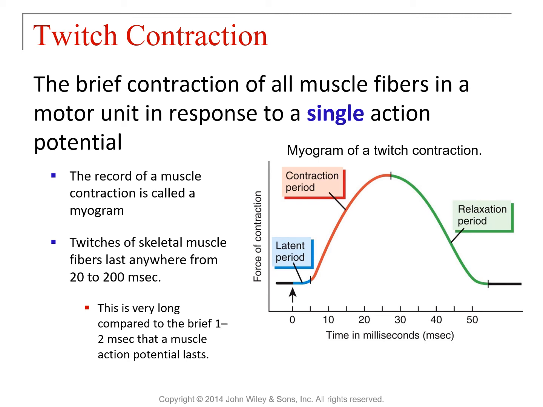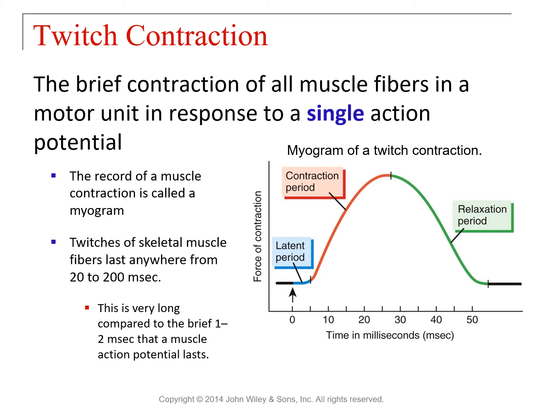This video is about twitch contraction, and a twitch contraction is the very brief contraction of all muscle fibers in a motor unit responding to a single action potential. What I want you to remember here is that a motor unit is one motor neuron connecting to anywhere between just a few muscle fibers to up to 2,000 muscle fibers in some of the larger muscles. But whether you're talking about a small motor unit or a very large motor unit, it's all controlled by one motor neuron.